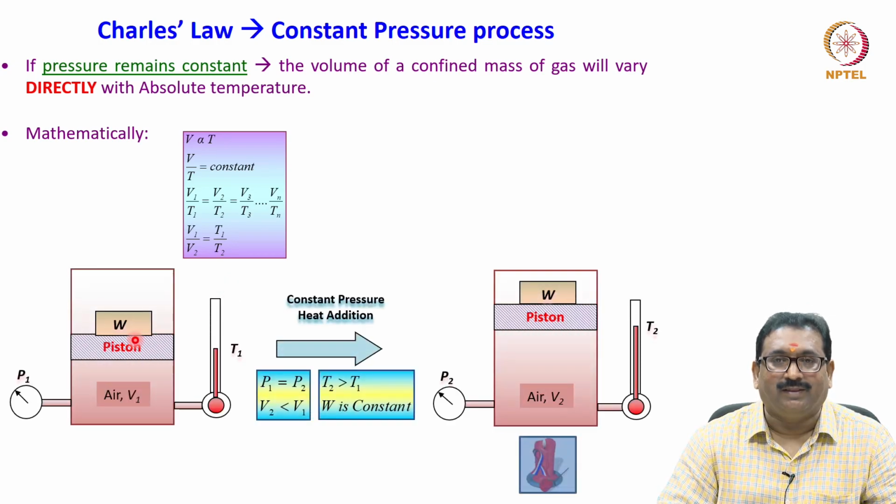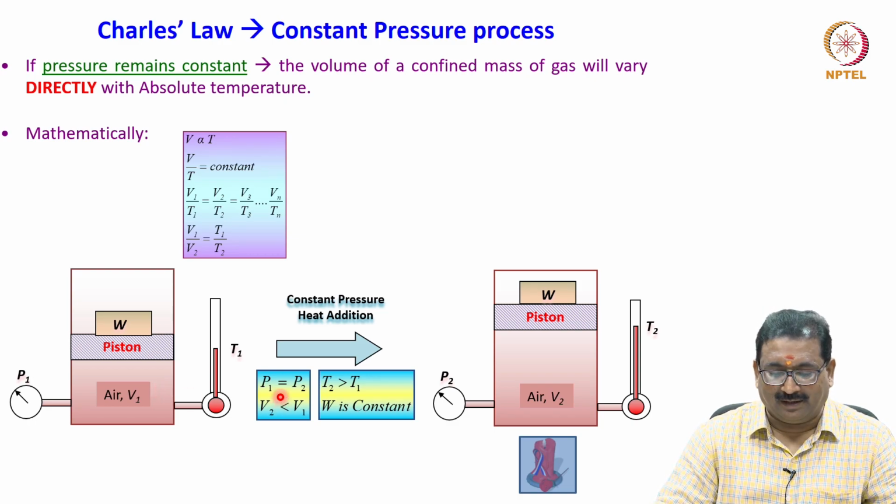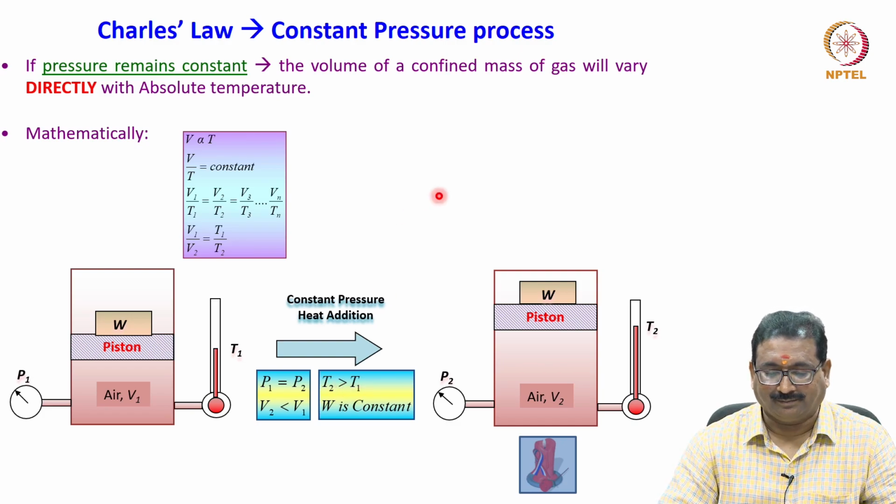How did he do it here? You will see here, instead of applying varying force on the piston, he kept a known weight on the piston. Then he studied what happens to the volume and the temperature, keeping P1 equal to P2. How did he keep the pressure constant here? By keeping the known weight over the piston. He studied what happens: the volume decreases automatically and temperature increases. It is a constant pressure heat addition. What he did here, friends, he added the heat here.